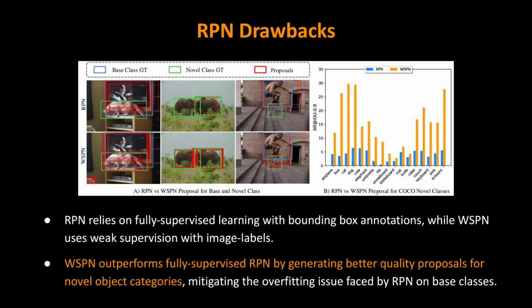solution. While the Region Proposal Network, RPN, is commonly employed to generate proposals for novel classes, its reliance on fully supervised learning with bounding box annotations often causes overfitting towards the base classes. As a result, the proposal generation performance for novel classes suffers. In contrast, the Weakly Supervised Proposal Network, WSPN, trained with weak supervision using image labels, surpasses the performance of fully supervised RPN by producing higher quality proposals for novel object categories. This approach effectively mitigates the overfitting issue encountered by the RPN on base classes.